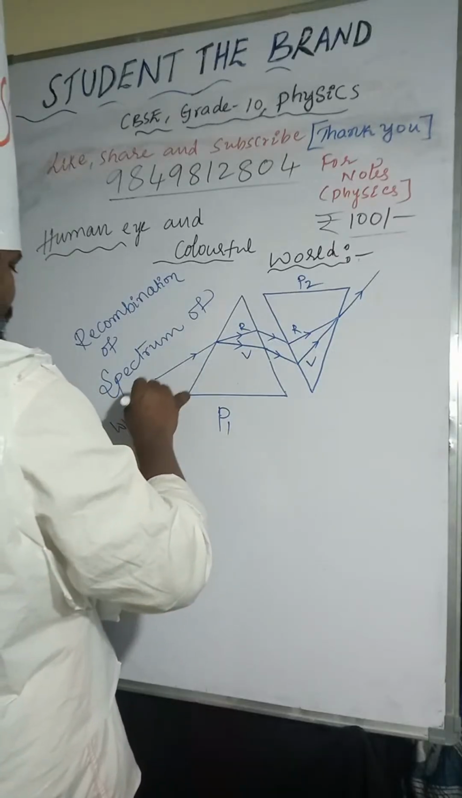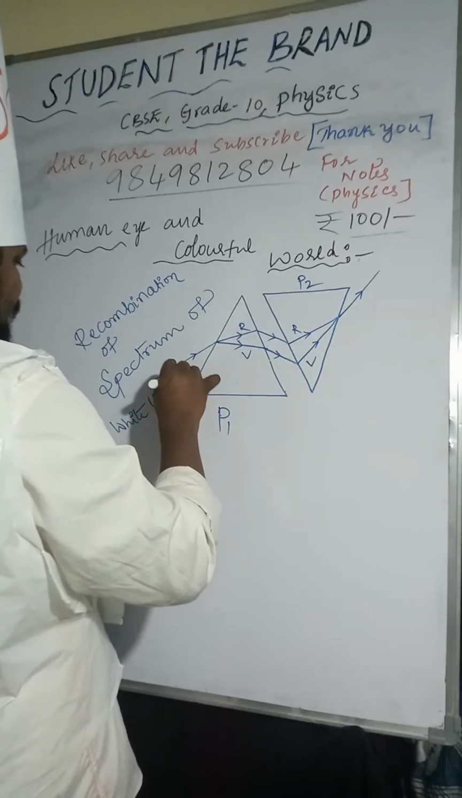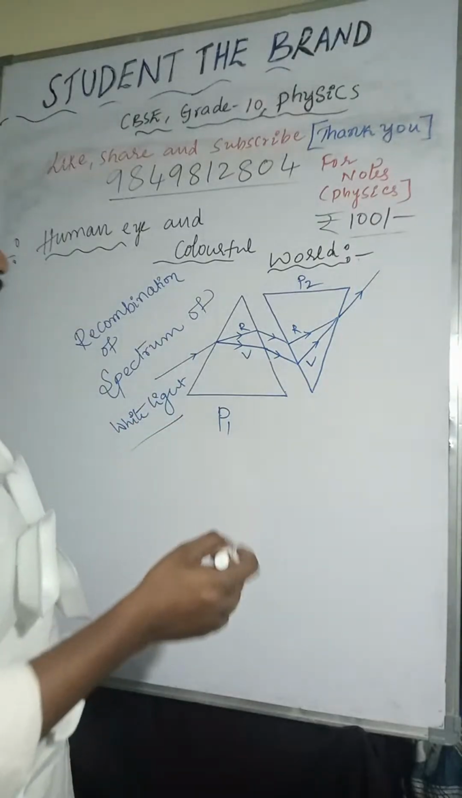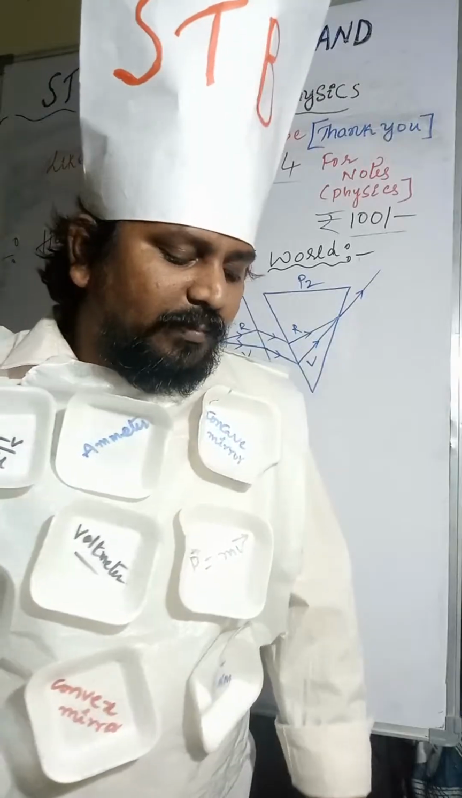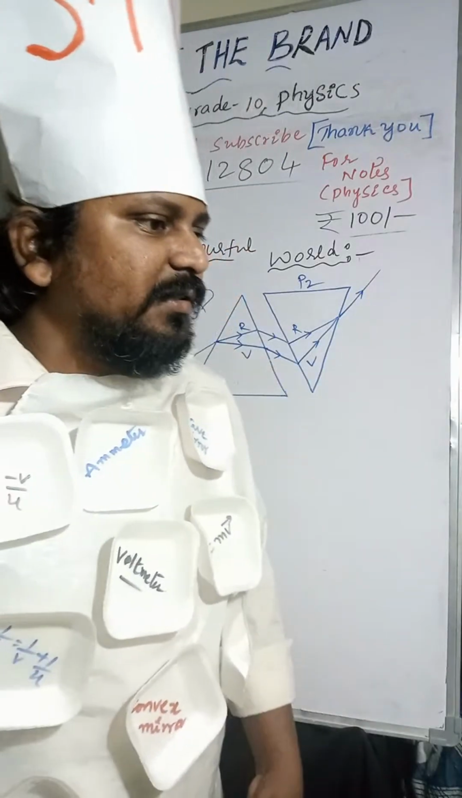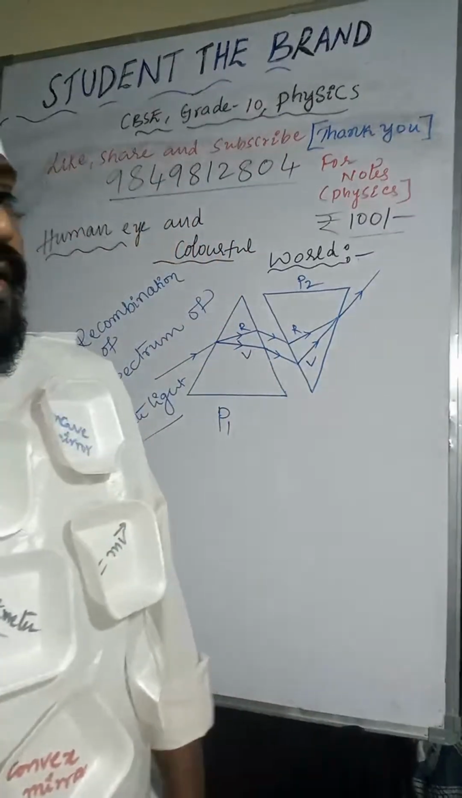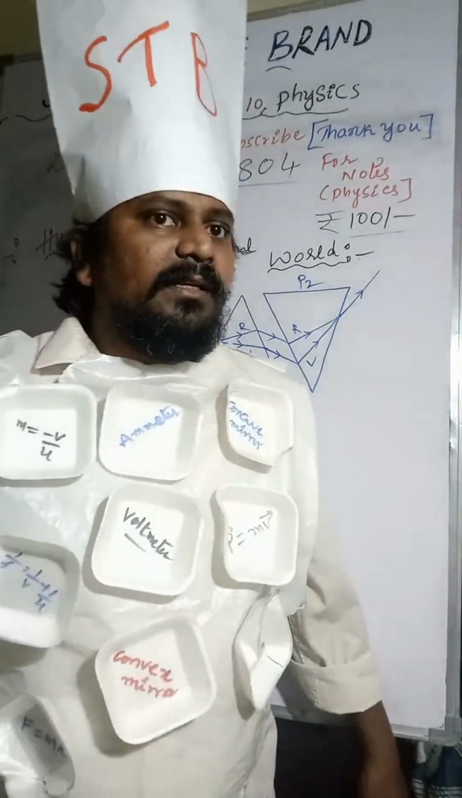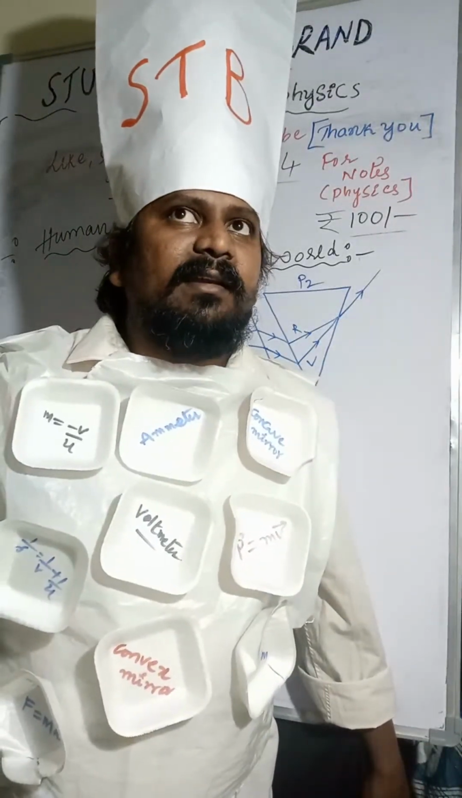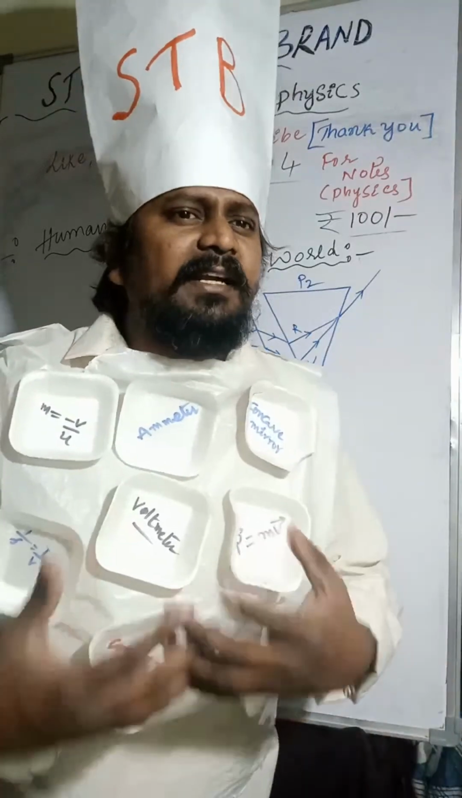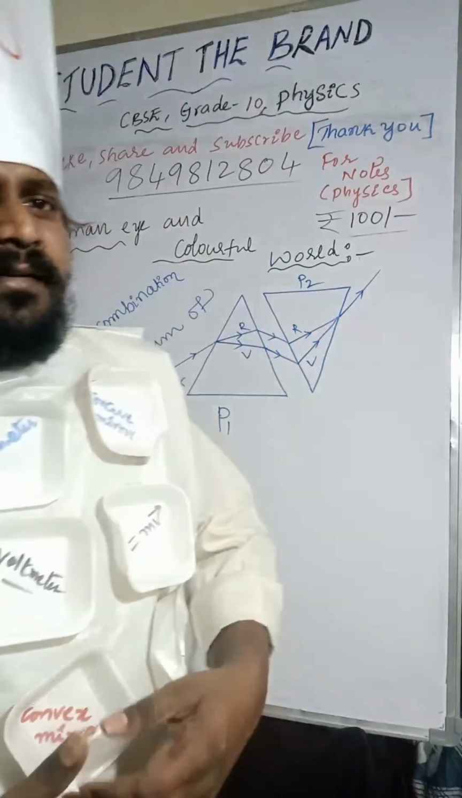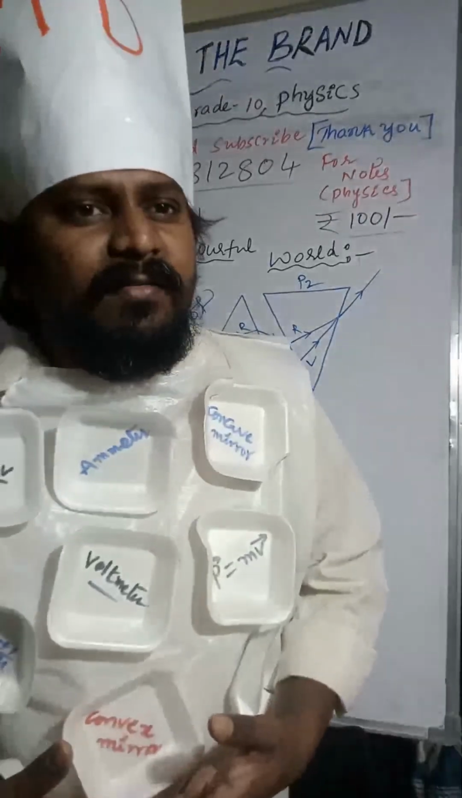Then we are taking atmospheric refraction. Refraction that takes place through the atmosphere is called atmospheric refraction. An example is the twinkling of stars. And one more thing, scattering of light: the re-emission of light in different directions with different intensities is called scattering of light.